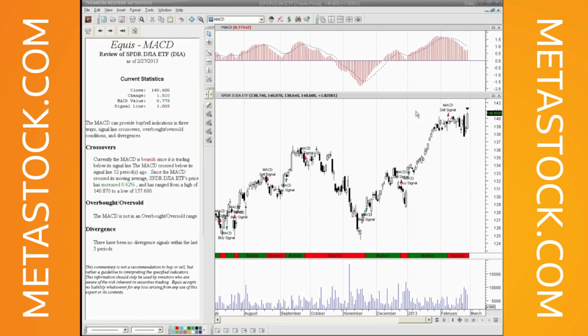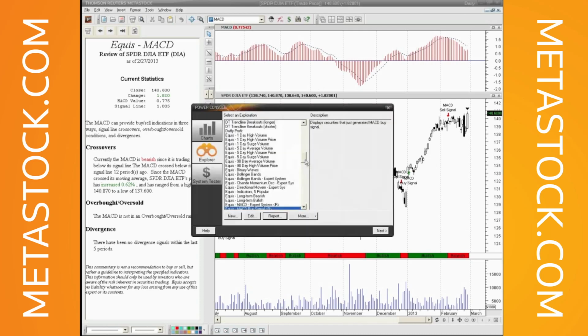The last tool that I want to show you is what we call our Explorer. So I'm going to click on that. It's going to load up a list of different things that we can explore for or scan for. And I run it just like I would for the system test. I find the MACD buy signal here. So I want to scan a universe or an instrument of stocks, and I want it to tell me which ones have a signal for today. So I click on Next.